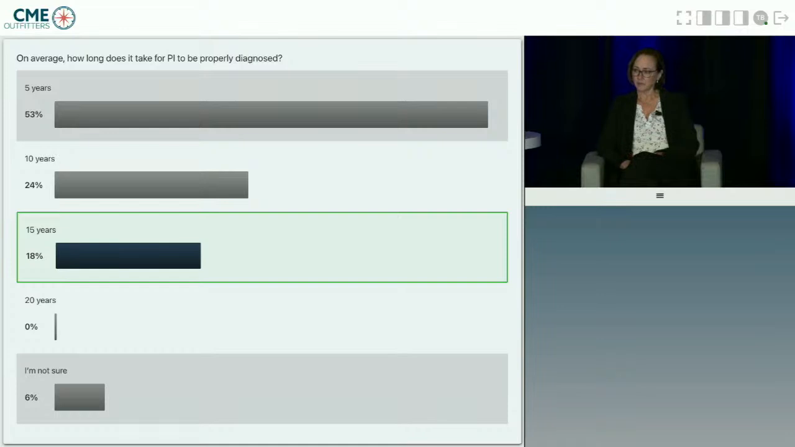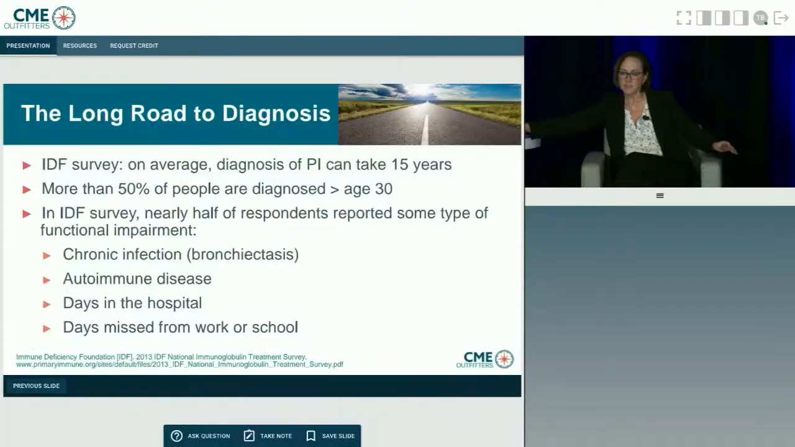So I want to talk about the long road to diagnosis today, and I want to talk a little bit about what we can do to expedite diagnosis and how we can increase our radar for which of these patients need to be screened. And then I want to talk a little bit about screening.